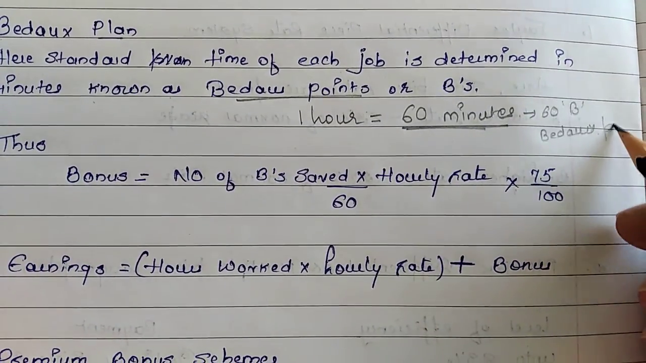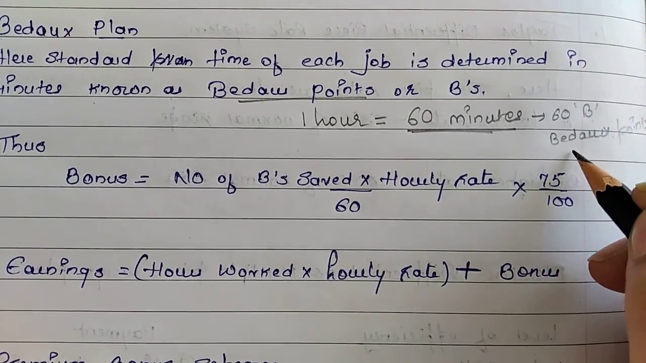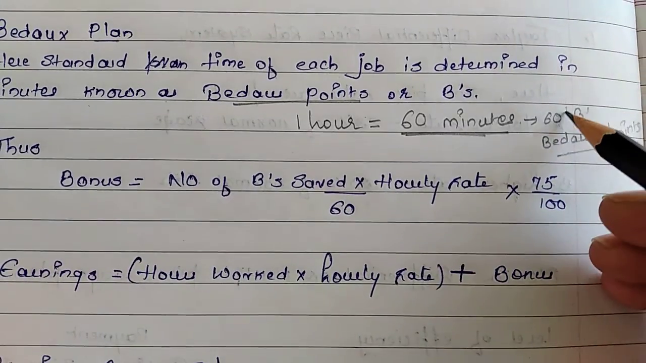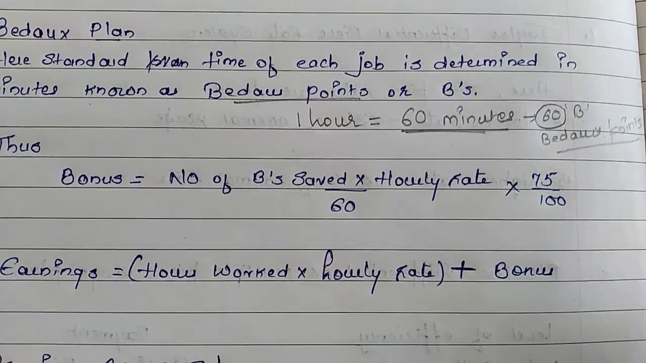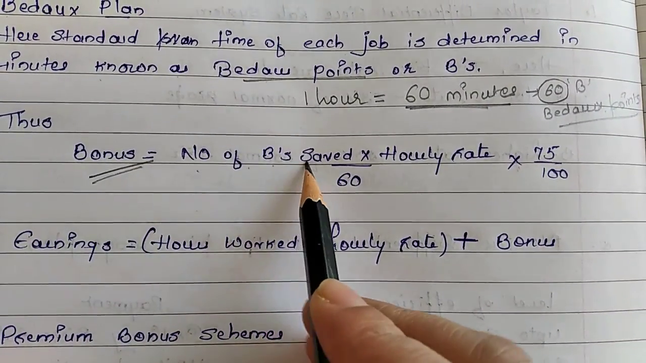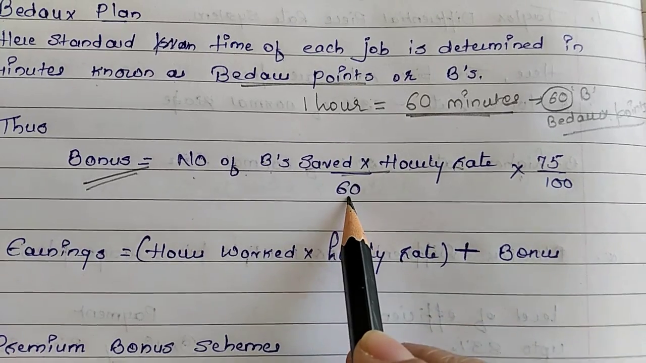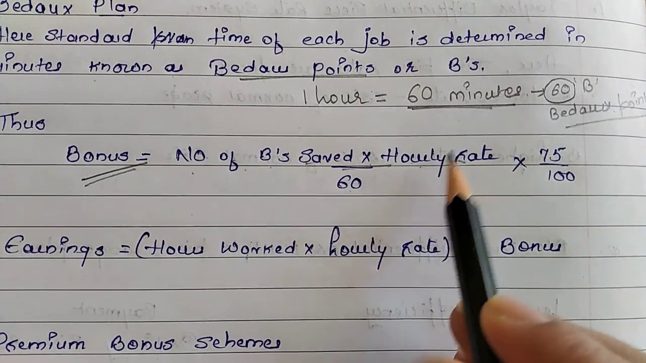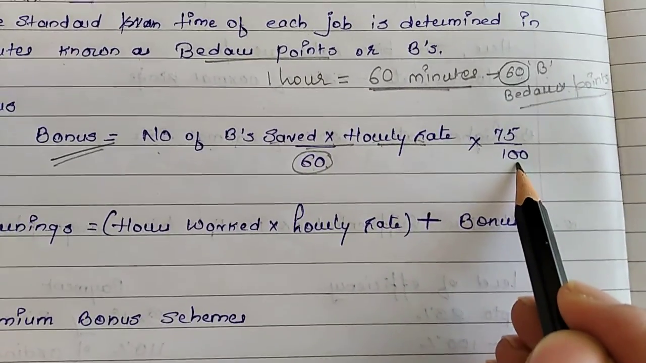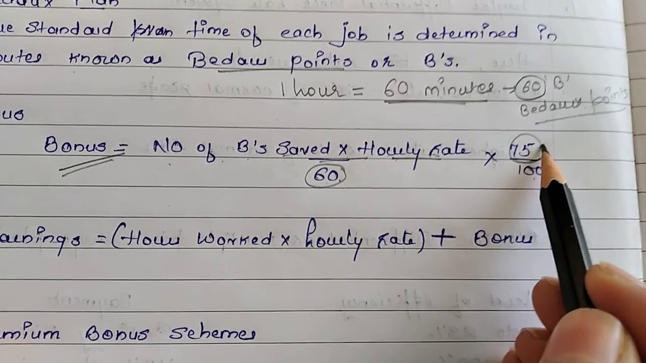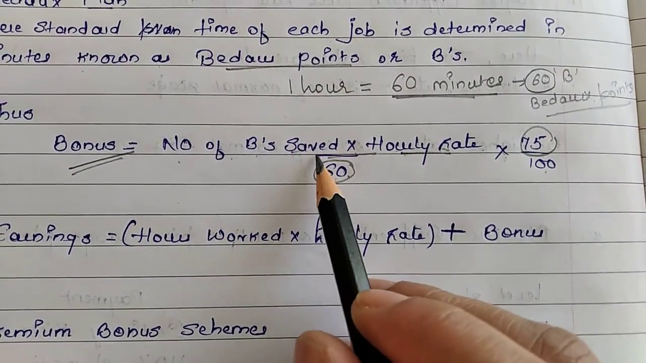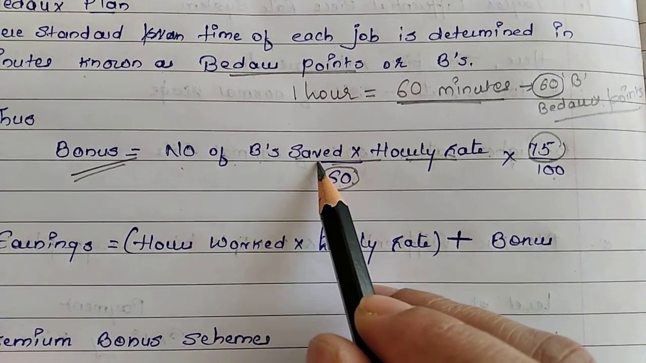Bedaux points. Okay, and your efficiency is measured in terms of these Bedaux points, which are also measured in terms of the number of minutes that you are saving. Okay, so thus your bonus calculation will be number of B's saved into hourly rate divided by 60. Why? Because we are multiplying with the hourly rate, we are dividing it by 60 into 75 divided by 100. Now why this 75? Is because the bonus, you are not getting 100% bonus for the number of B's that you are saving or the number of minutes that you are saving.